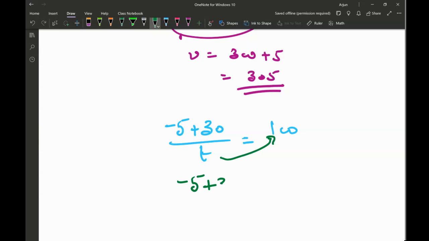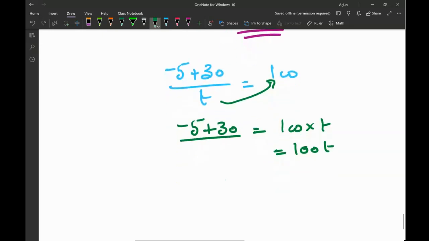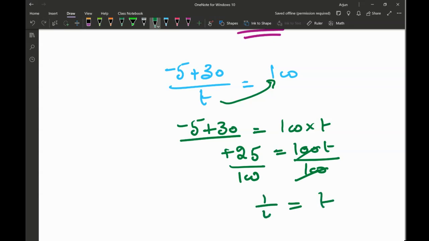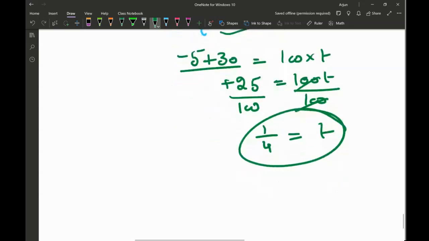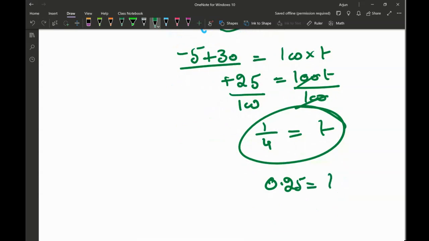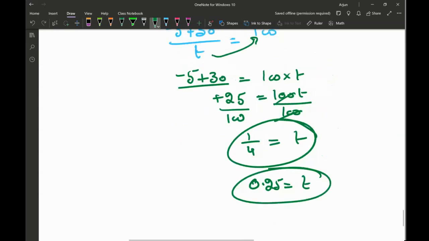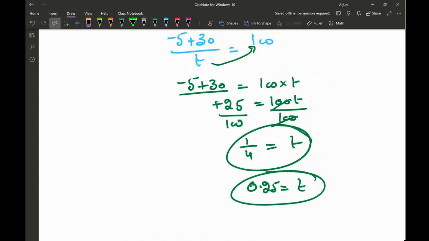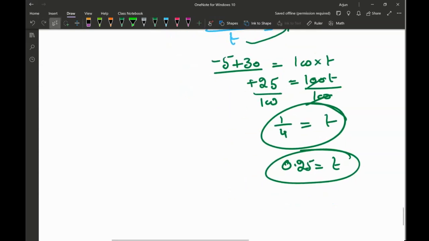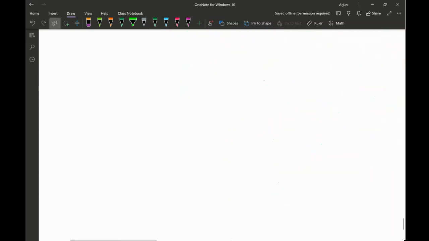Minus 5 plus 30 is equal to 100 times t, which is 100t. And then minus 5 plus 30 comes out to be plus 25, and dividing both sides by 100, the t value will be 1 over 4, which is equal to 0.25. So that's how you're going to solve some of these algebraic questions.